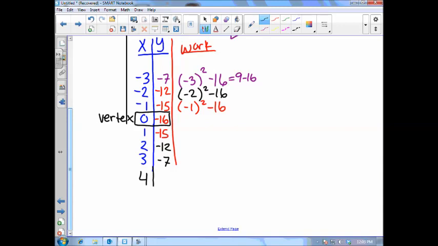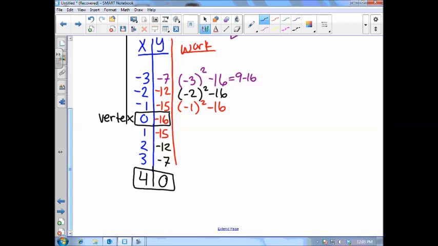Plug in positive 4. Hey, look at that. 4 squared is 16, and 16 minus 16 is 0. We found a solution. And isn't there another solution? Because we know this is symmetric.